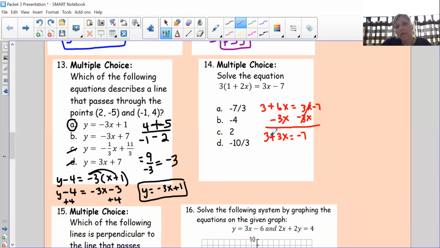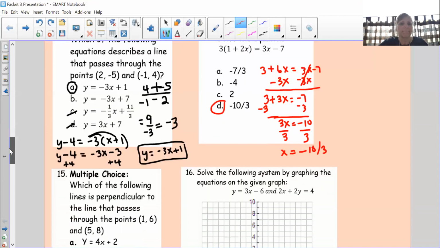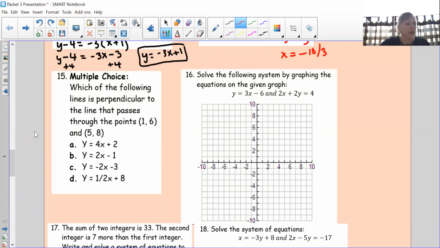So now I have an answer. Over here, what is like the 3 because it is a number, so I'm going to minus 3. So 3x is still there, equals, same signs add, sign of the larger. Okay, divide by 3. And x equals negative 10 divided by 3, which is D. Okay, 15.